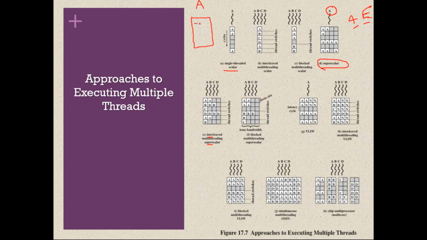Thread A is nothing but what? It is a collection of multiple instructions. A thread is nothing but a collection of multiple instructions. Here some of the instructions will be dependent on each other, and some will be independent of each other. Remember this.